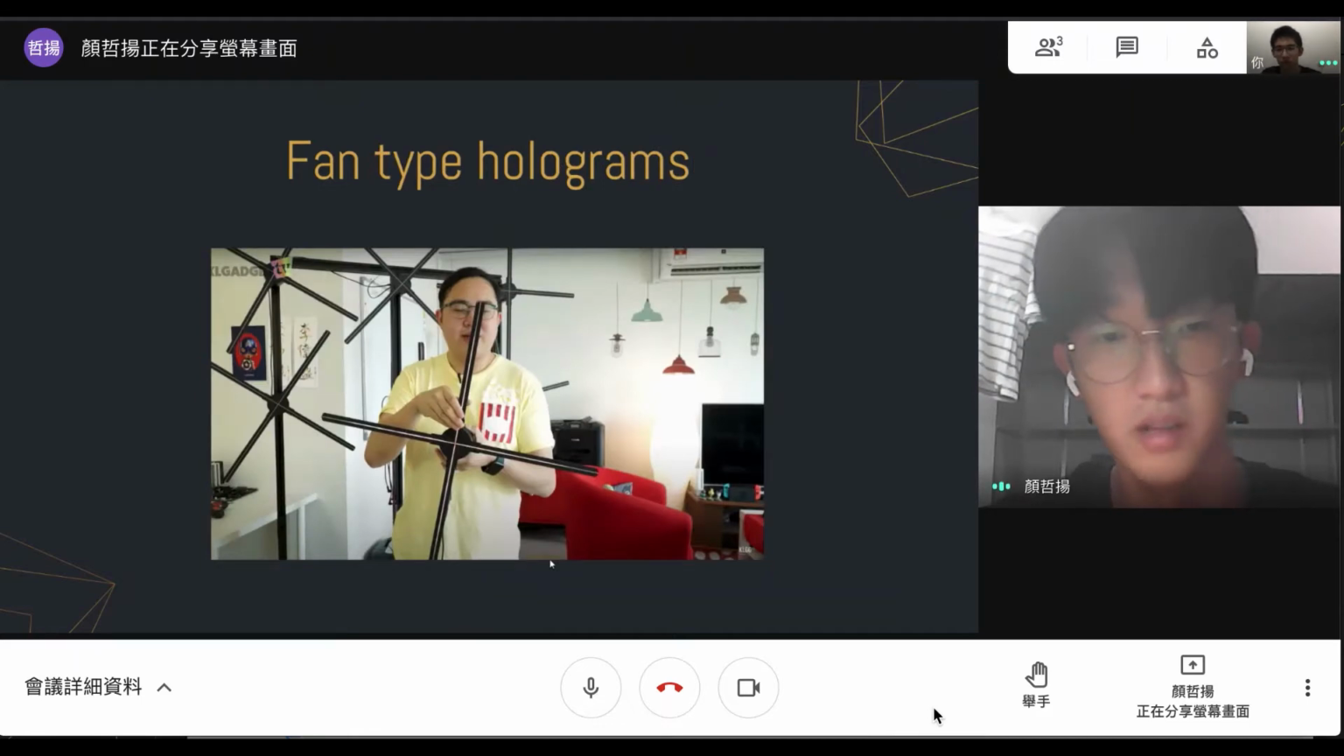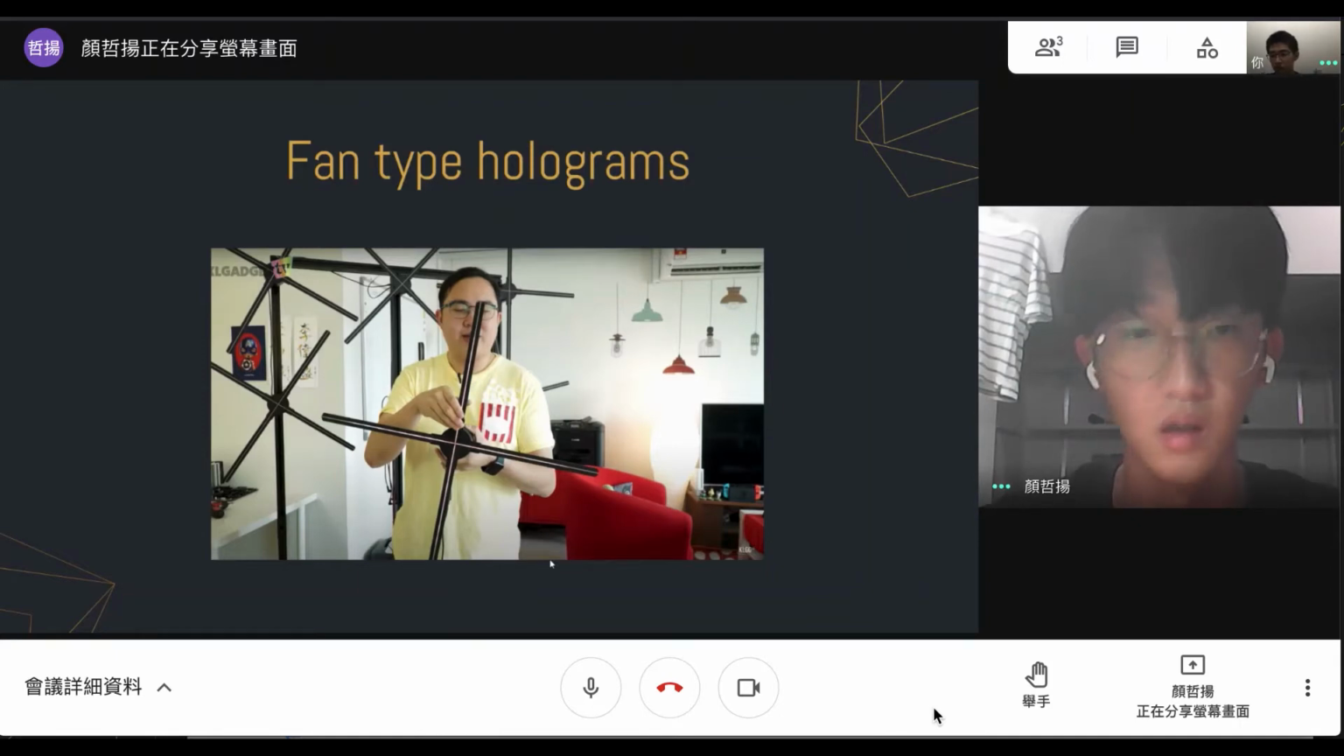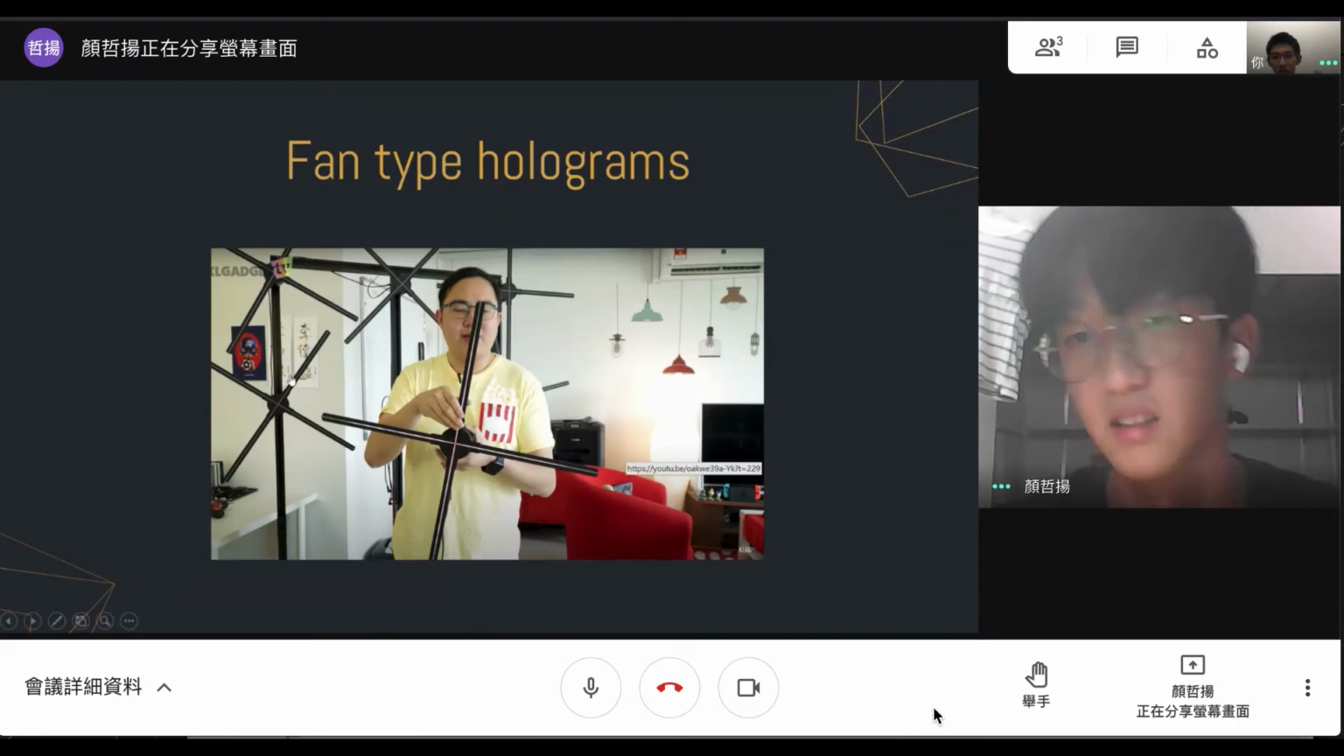Fan-type holograms. The principle of fan-type holograms is simple. The device is composed of a fan with many tiny LEDs on it. LEDs are lighted up while the fan is spinning and project images. The fast spinning fan becomes nearly invisible to the naked eyes, and the projected object thus gets a transparent background. The technique is usually used to perform advertisements. Let's watch a video.